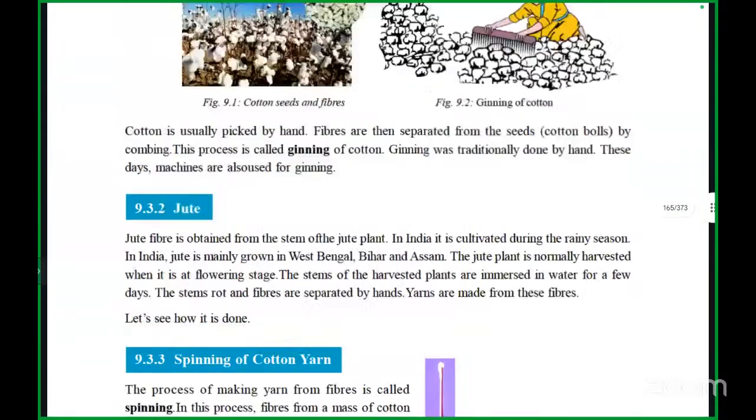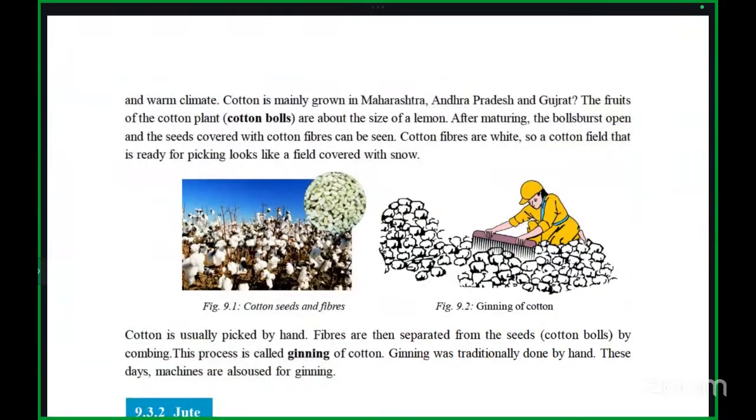So you have to mention spinning. Along with spinning, you also have to mention ginning. You first start with collecting of the cotton balls, separating the cotton with the ginning process and then the spinning process. That is how you have to form the answer. All right.